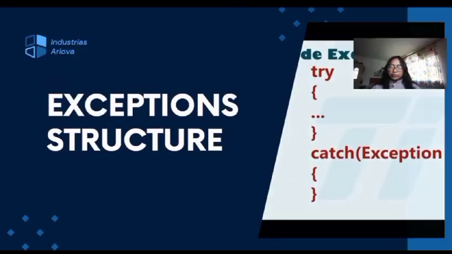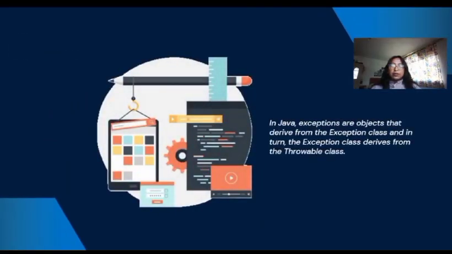Exception structure. In Java, exceptions are objects that derive from the Exception class, and in turn, the Exception class derives from the Throwable class.